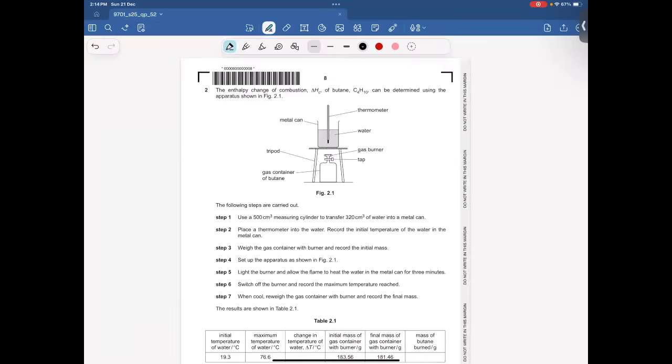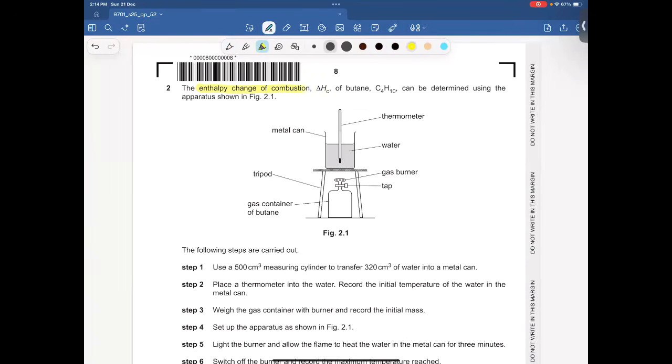The enthalpy change of combustion, delta Hc, of butane can be determined using the apparatus that's called a calorimeter experiment. Use a 500 cm cube measuring cylinder to transfer 320 cm cube of water into the metal can. By the way, 1 cm cube is always equal to 1 gram. That's what we have done in the AS. So if we have 320 cm cube, it is equal to 320 gram.